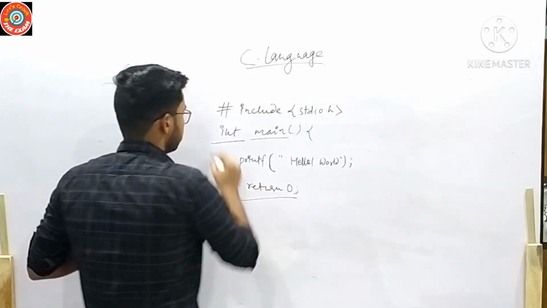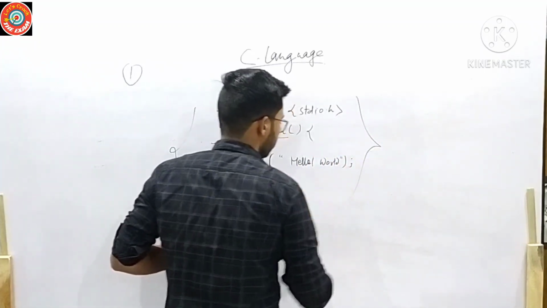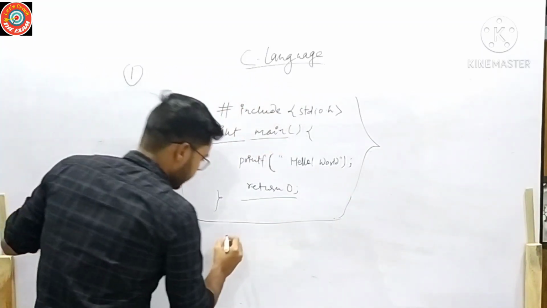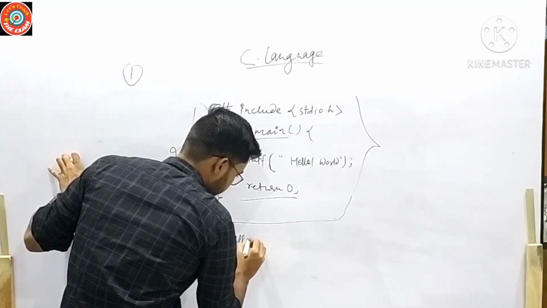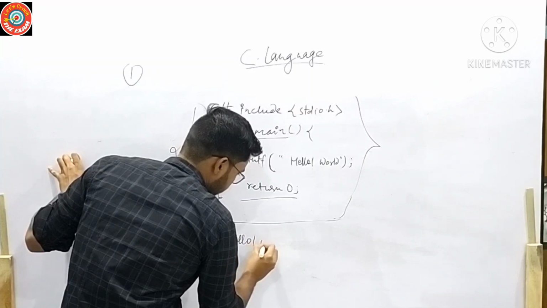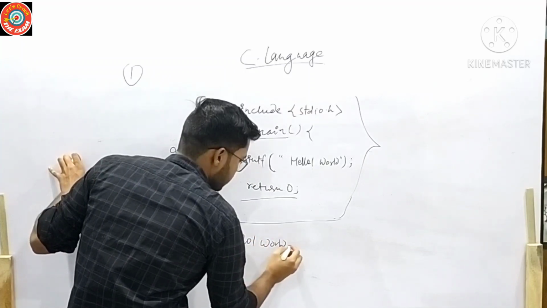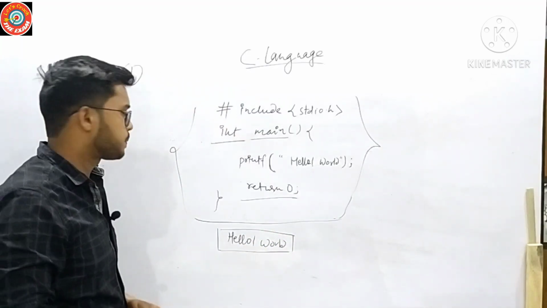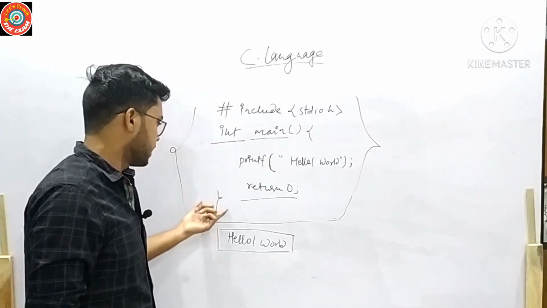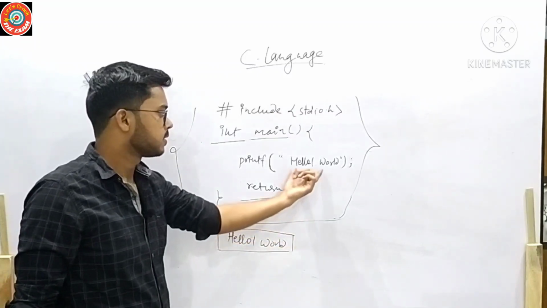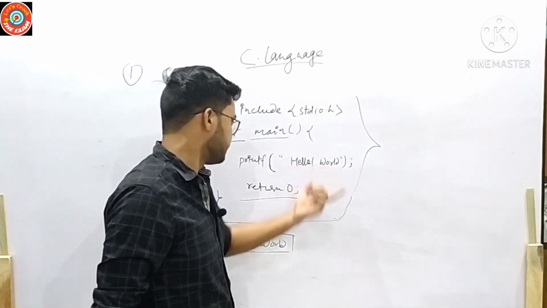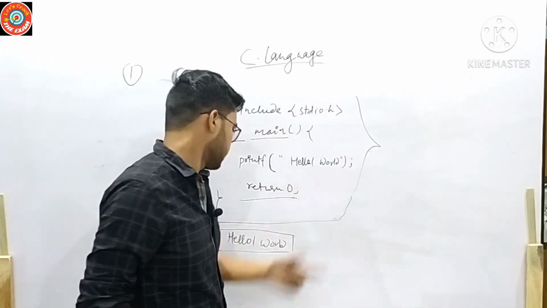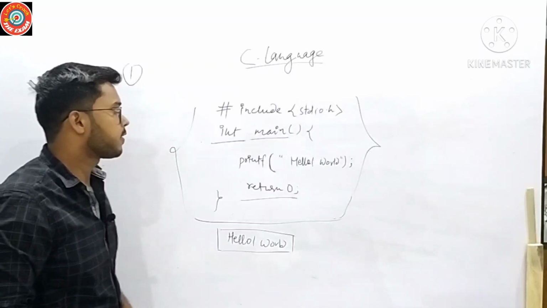So this program will give us hello world on screen. When we execute this program, it will show hello world on screen, because we have printed hello world. Okay, so this is our first program in C language.